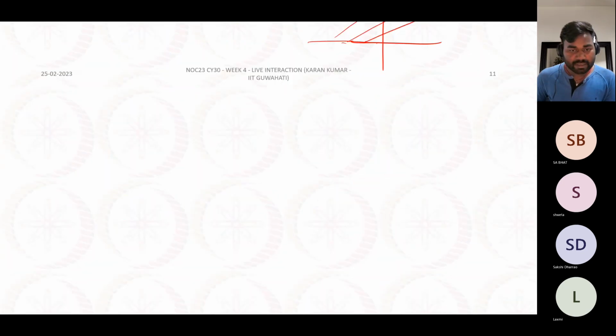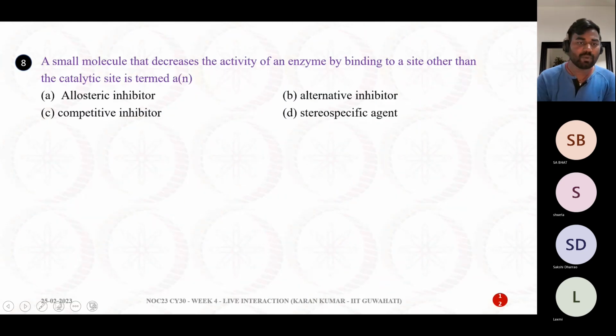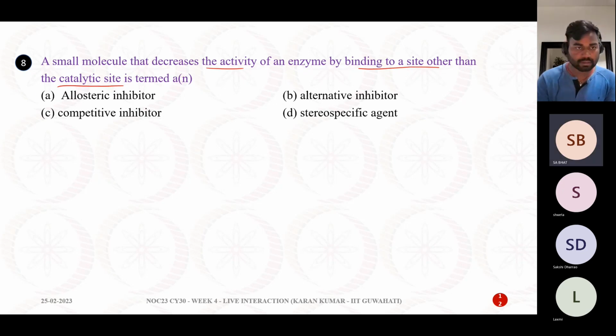Now the next question. A small molecule that decreases the activity of an enzyme by binding to its site other than the catalytic site is termed as: option A, allosteric inhibitor; option B, alternative inhibitor; option C, competitive inhibitor; option D, stereostatic agent. Binding to a site other than the catalytic site is allosteric inhibition. Very good.